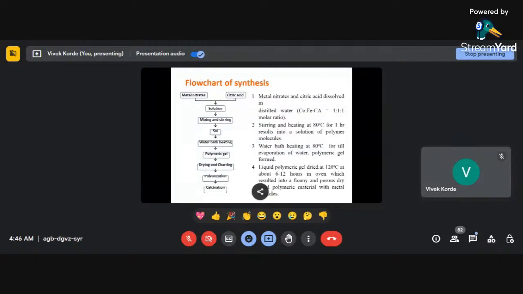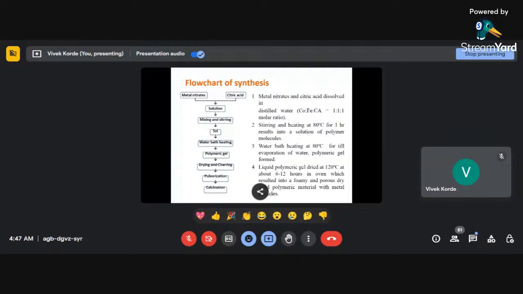And this is the flow chart shown here for synthesis, showing how the steps are involved. Metal nitrates and citric acid will be transformed to a solution, then mixing and stirring, then sol will be formed, or it's called solution. Then after water bath heating, water will be evaporated and then polymeric gel will be formed. Then that polymeric gel will be further taken for drying and charring, so that the major part, which is volatile species and polymeric species, will be burned, and then it is pulverized again further in the oven, and then after that the raw nanoparticles will be taken for calcination.